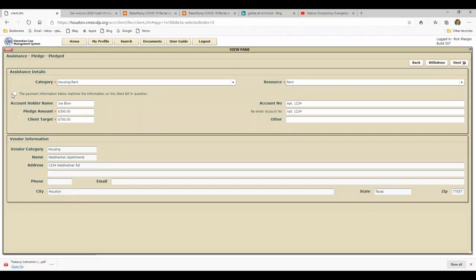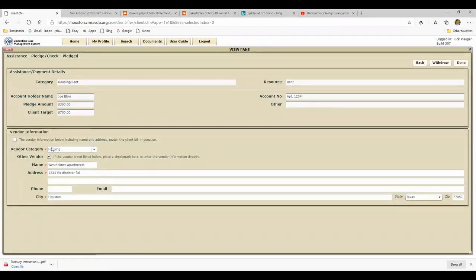And this little box says the payment information below matches the information of the client bill in question. So all it's asking you to do is verify that its information is correct. So you check the checkbox and you hit next. It's then going to ask you to double check the vendor information, and you've looked and everything appears accurate. So again, you check the checkbox and you select done.